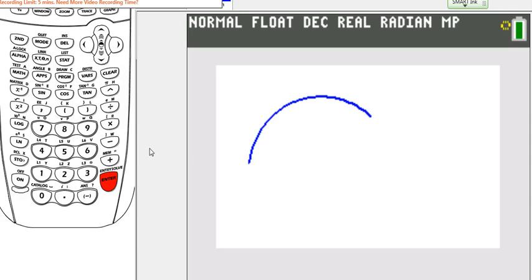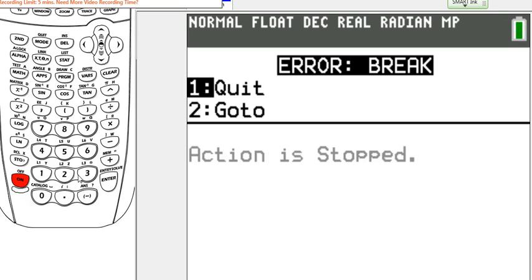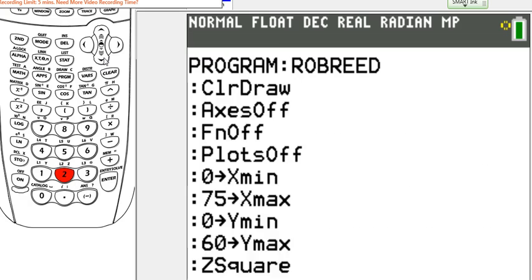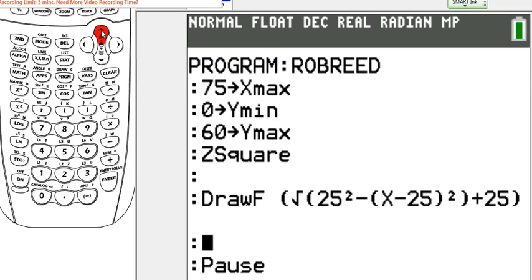graph it. You're only going to see the top half of that circle because we are entering these things as functions, which means we've solved them for y, which means we have square roots in them. So in order to graph the bottom half as well, I have to do a second draw function, and I have to tell it specifically to now graph the negative version of that square root. So notice I put a minus sign in front of the square root.